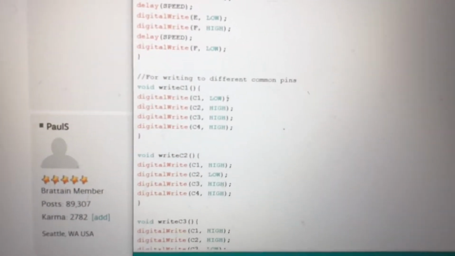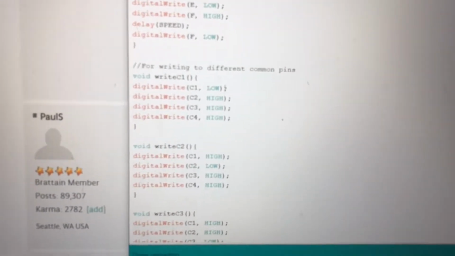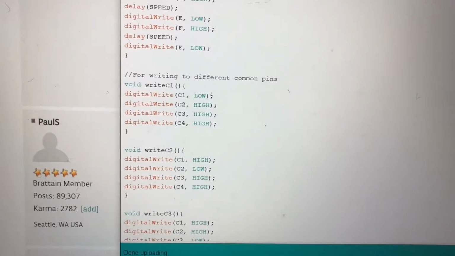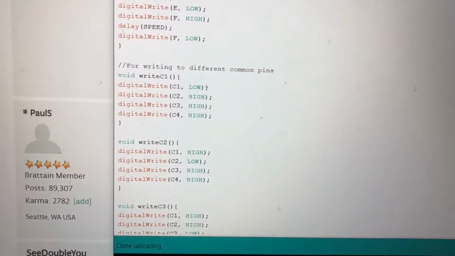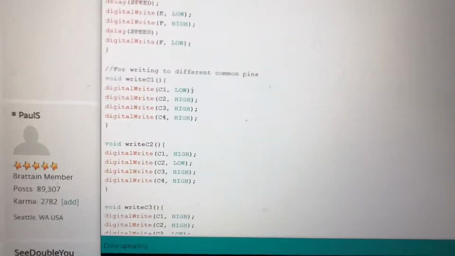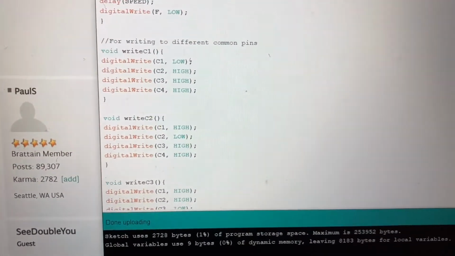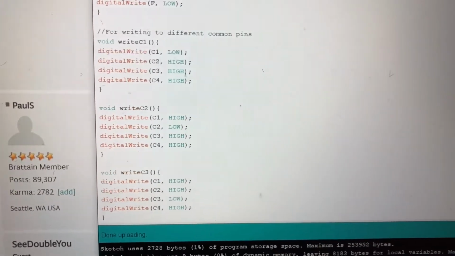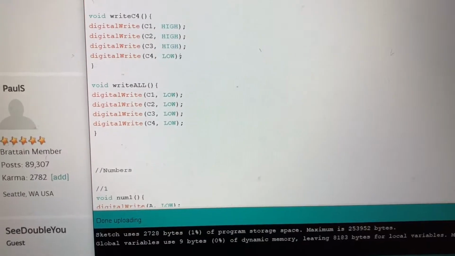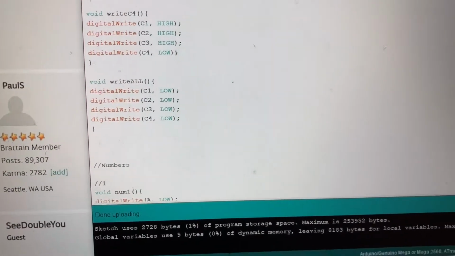And for that, basically, I have one of the pins low, which turns it into a ground pin, and then the rest of them high. And this is function write C1, which turns on the first ground pin. And then write all, which turns them all low so that they work as ground.